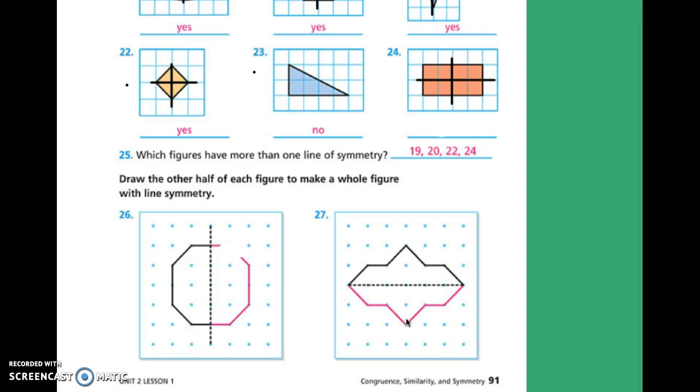All right, so today we talked about a lot of different things. We talked about congruent shapes, we talked about similar shapes, we talked about the line of symmetry. Great work.